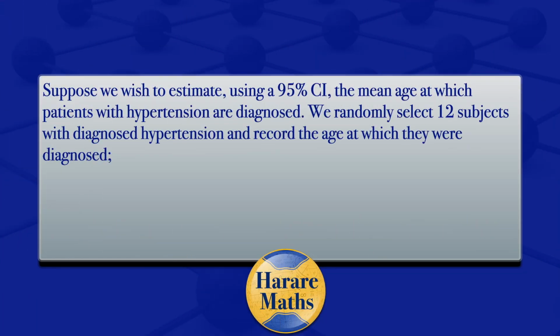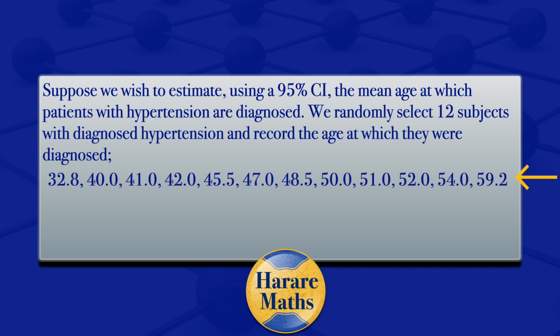Suppose that we wish to estimate using a 95% confidence interval the mean age at which patients with hypertension are diagnosed. We randomly select 12 subjects with diagnosed hypertension and record the age at which they were diagnosed. The ages that we have there, we have 12 of them, are those ones which are appearing.